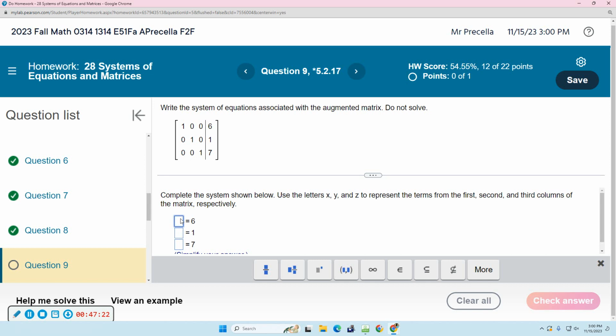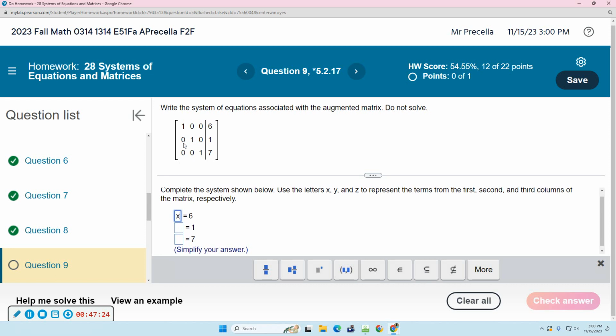X equals 6. So by getting the matrix with the ones down the diagonal and zeros above and below it, that's called reduced row echelon form, by the way. We know that x value is 6. Now look at the second equation. What's it saying? Y is 1.